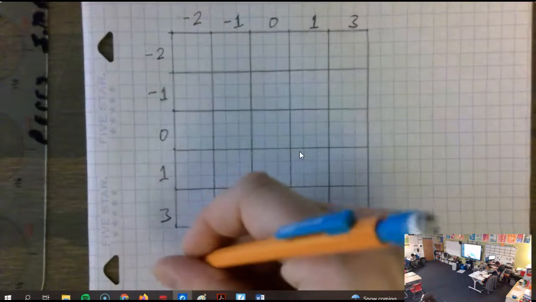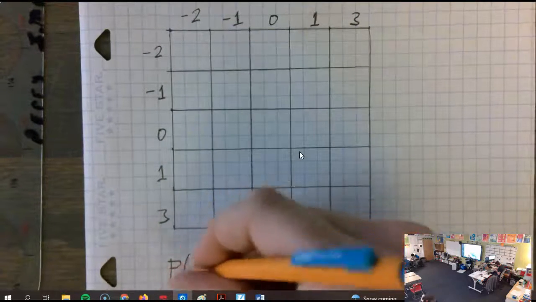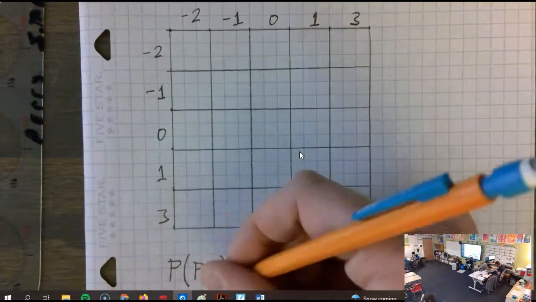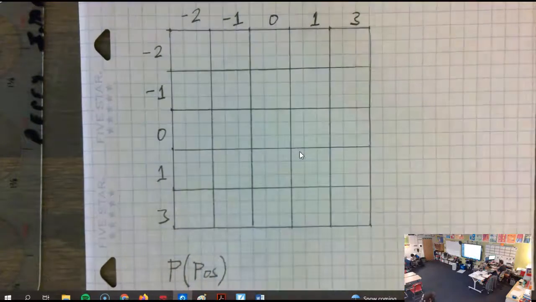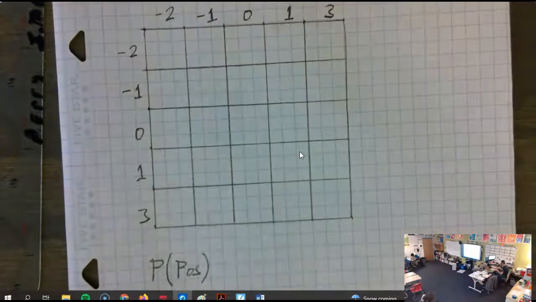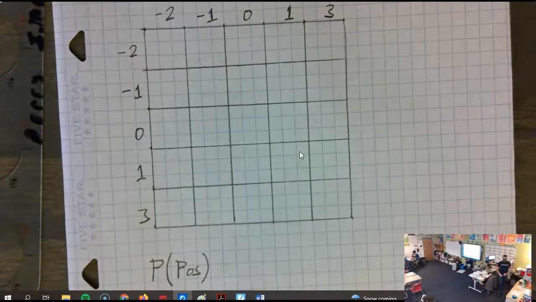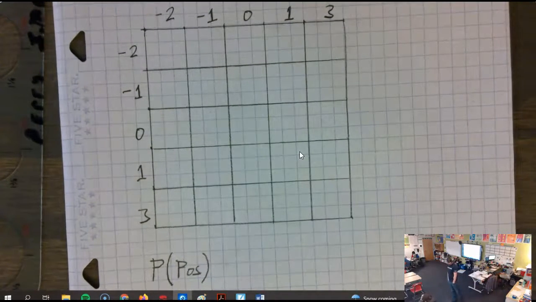And then I want you to figure out what's the probability of a positive sum and what's the probability of a negative sum. As I walk around and check our tables, make sure that we're doing this all right. So we got to do some addition. Uh-oh. Check with your team. It looks all right to me, but check with them.